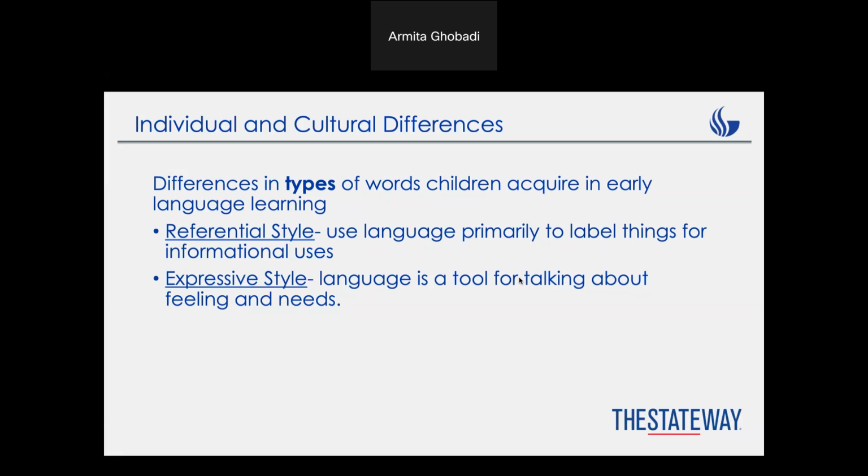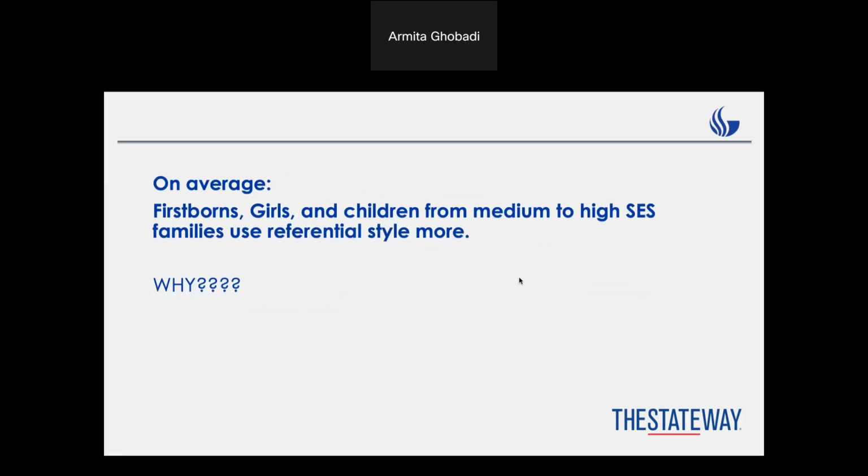I guess you are all really familiar with that because we all love children, especially when they start speaking. If you pay more attention to them, you can find one of those styles or maybe both of them in the majority of children. On average, firstborns, girls, and children from medium to high SES families use referential style more and more. But what can be the reason?